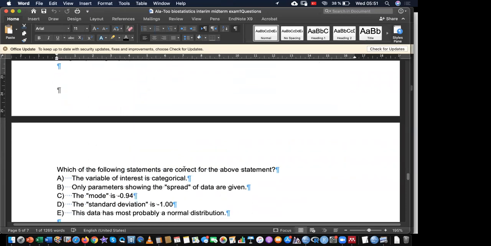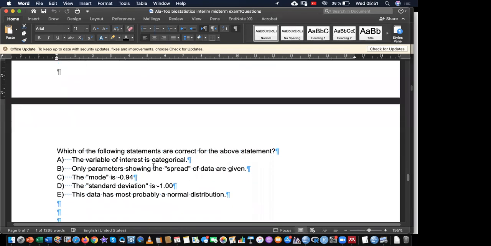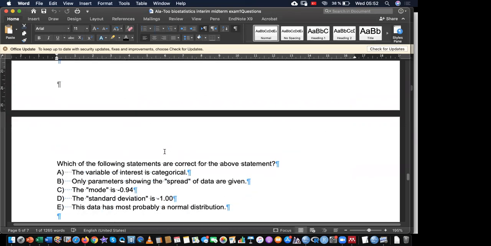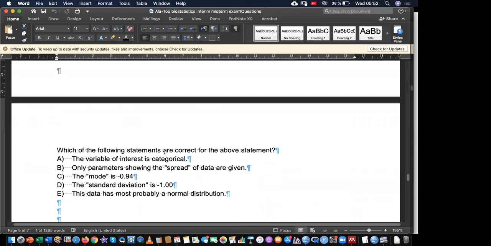Which of the following statements are correct? The variable of interest is categorical. Is it categorical, hemoglobin A1C? It is measured from the blood. If it is measured from the blood, I told you, almost 100% it is a numerical variable.